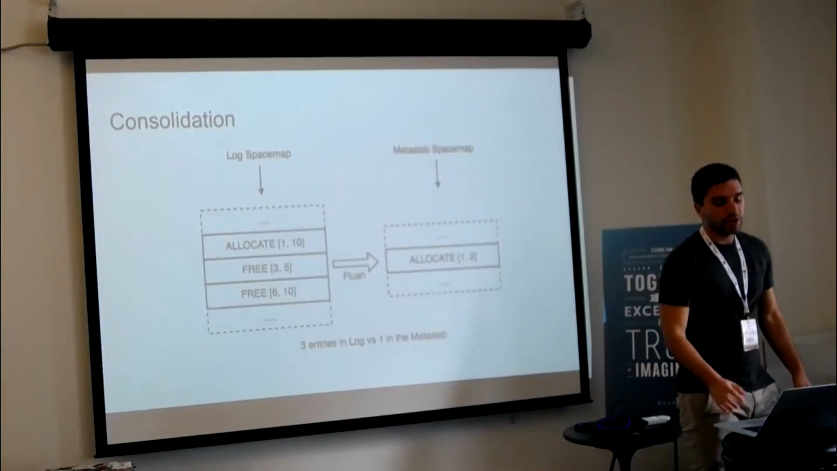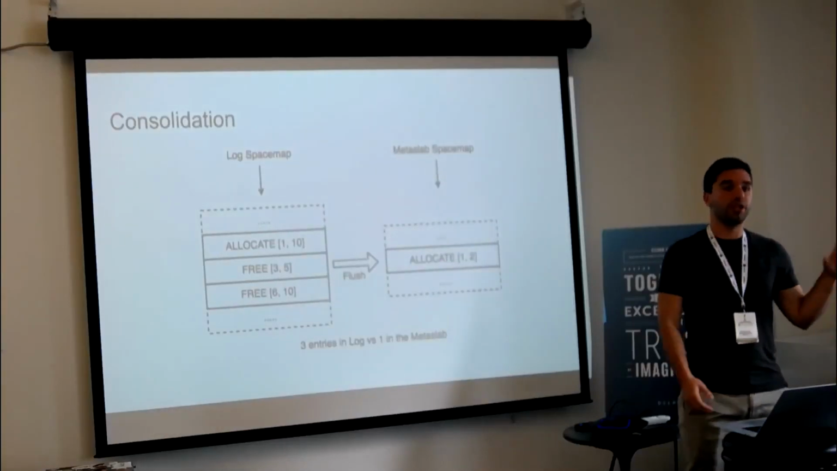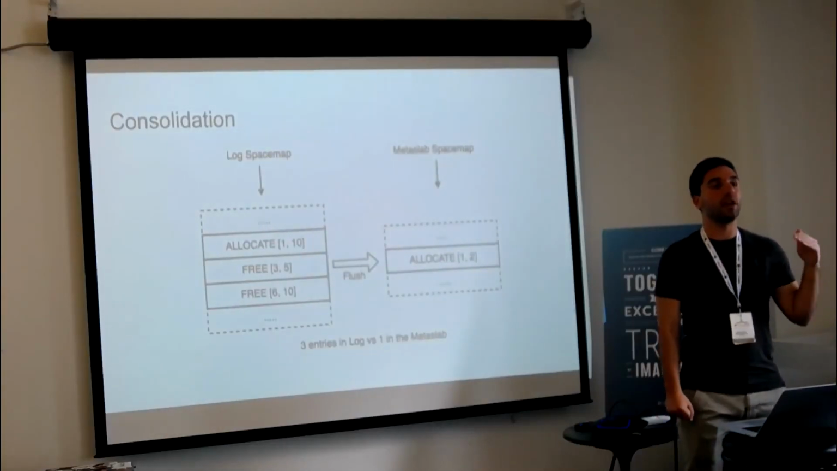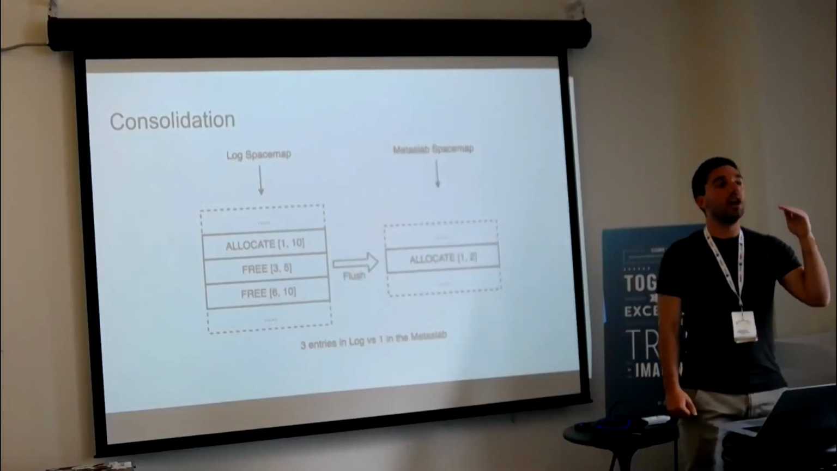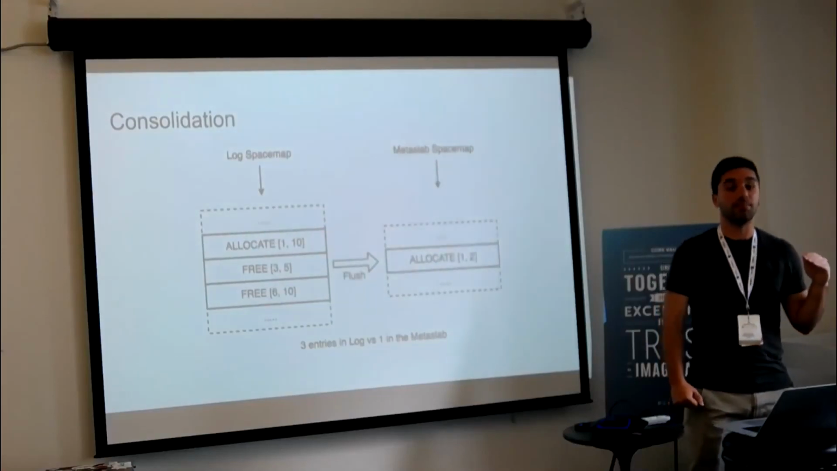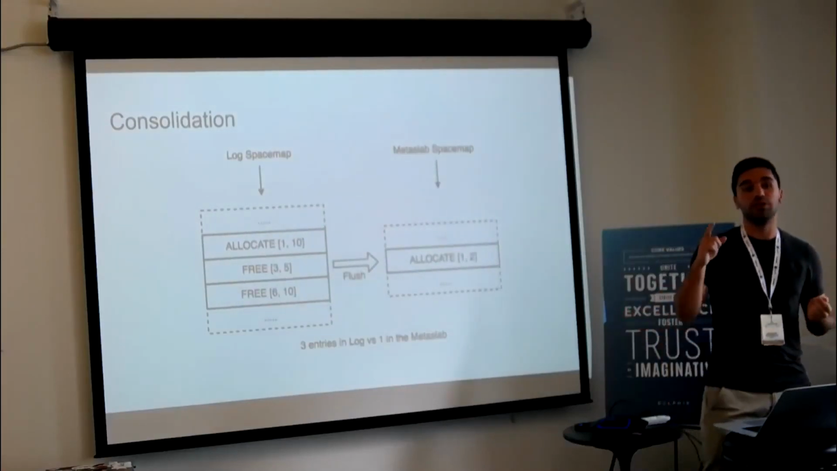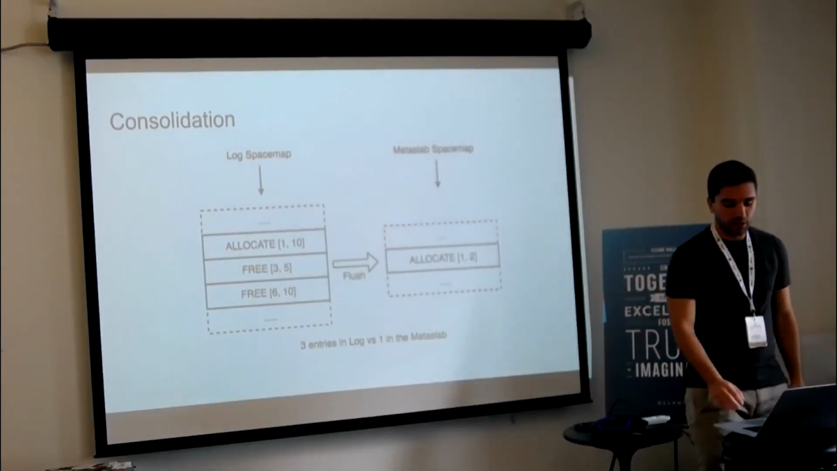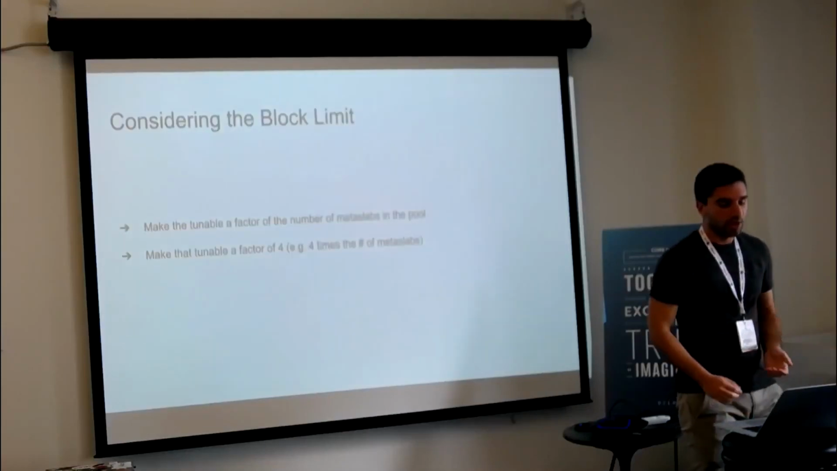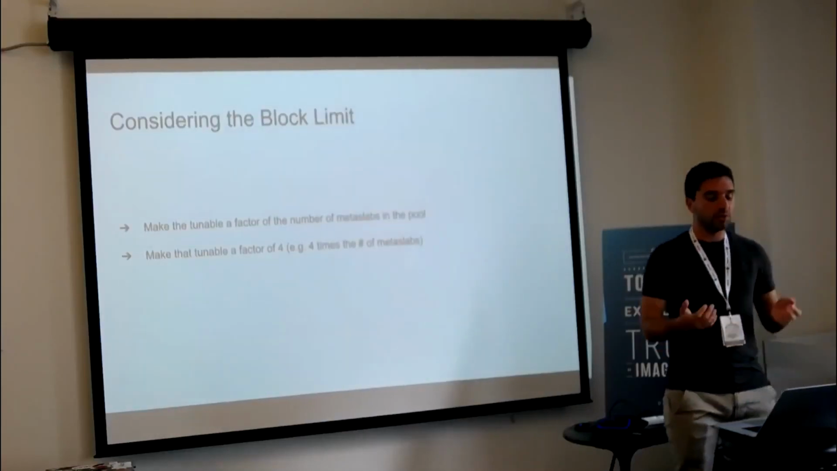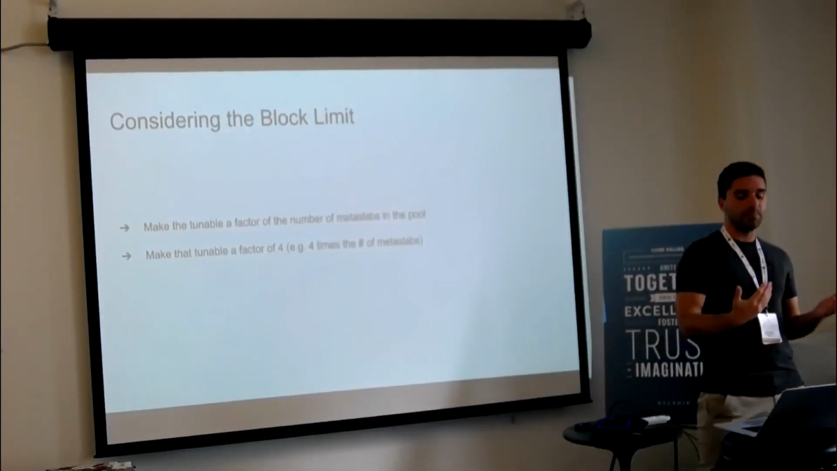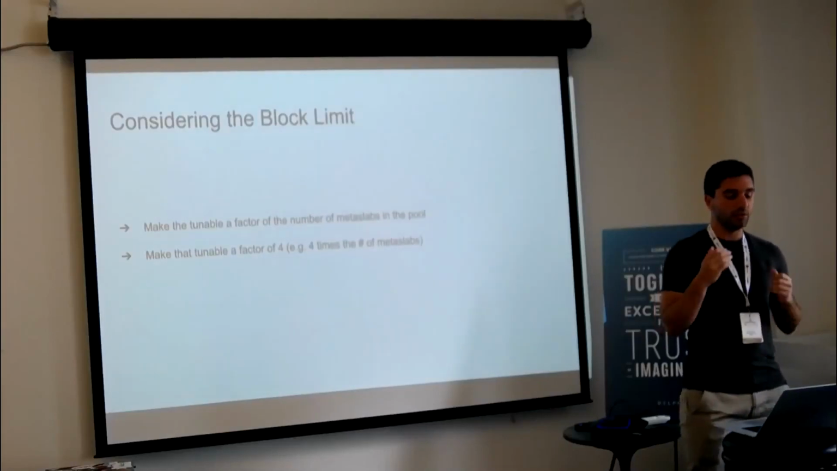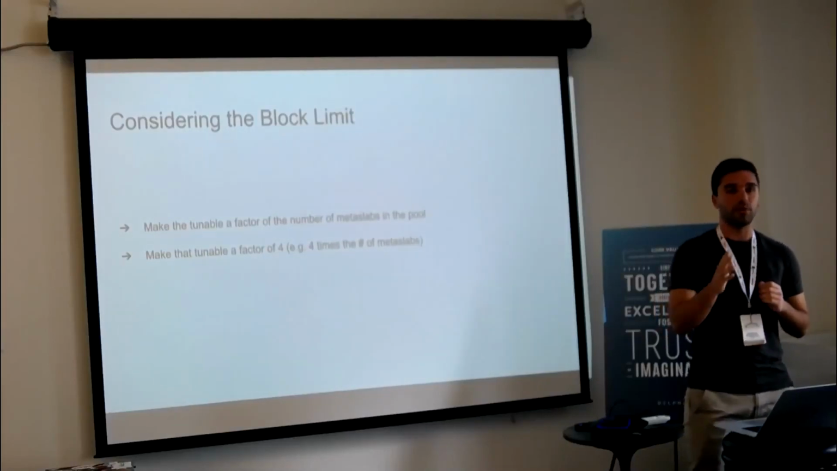And if that's not enough, there's also consolidation in the log spacemap. For example, you may have a block that you allocated, freed, and then allocated again. But in the metaslab spacemap, it would count as only one entry, as one block allocated. So the consolidation comes into play. So we decided to make that limit a tunable factor in terms of the number of metaslabs in the pool. And we decided to make that tunable a 4 just to be conservative.